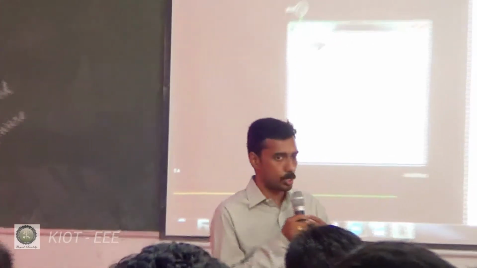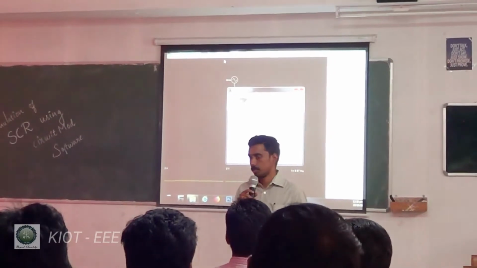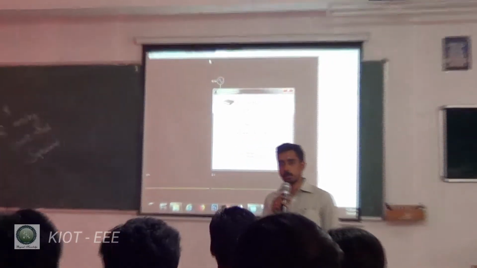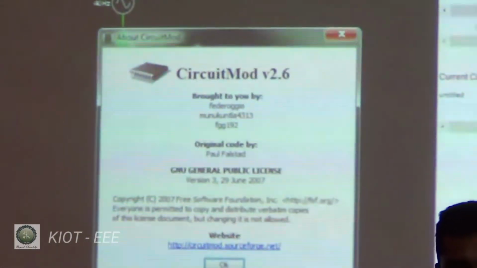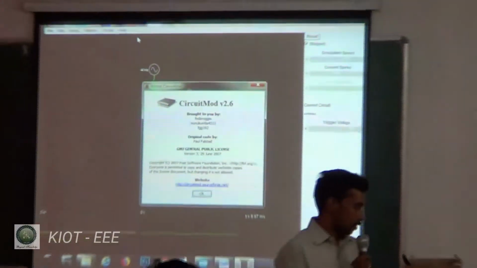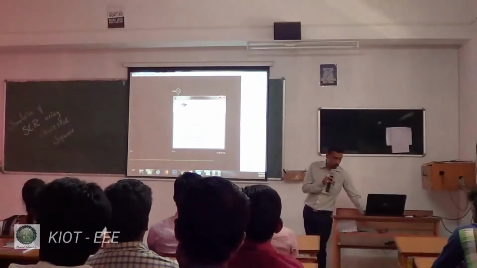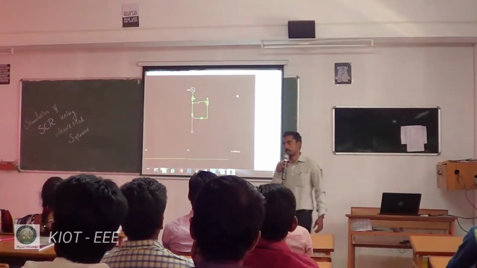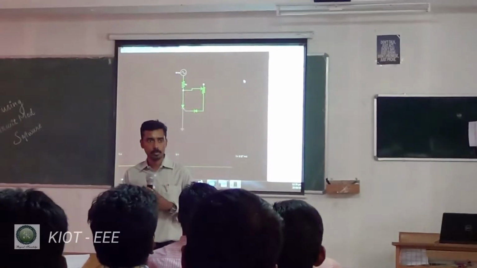And in this session we will be seeing a simulation of SCR. The version which I am going to use now is version 2.6, and newer versions are being periodically updated on their servers, so have a look when you are free. In this session, we will see how an SCR operates when it is connected with an AC supply.